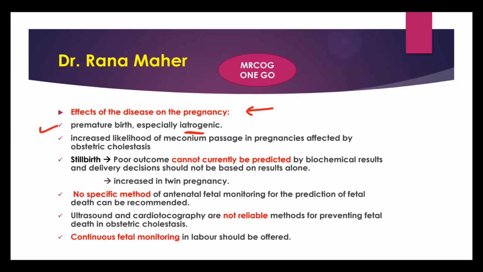Increased likelihood of meconium passage. Stillbirth, which is the poor outcome, and we will not be able to predict the stillbirth. Very important. The important points, I put in red here. So it cannot currently be predicted. It will increase in twin pregnancy. It will increase with any comorbidities, like a patient with gestational diabetes or preeclampsia. There is no specific method during the pregnancy antenatally for fetal monitoring to avoid or predict the stillbirth. Ultrasound and CTG are not reliable methods for prevention of fetal death.